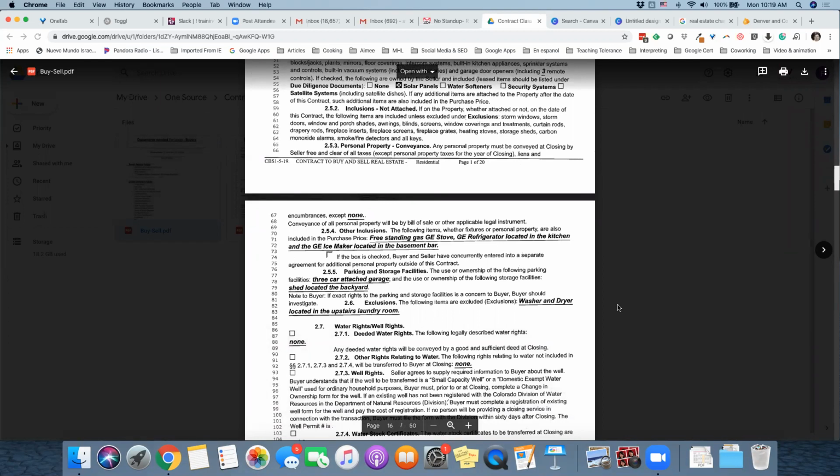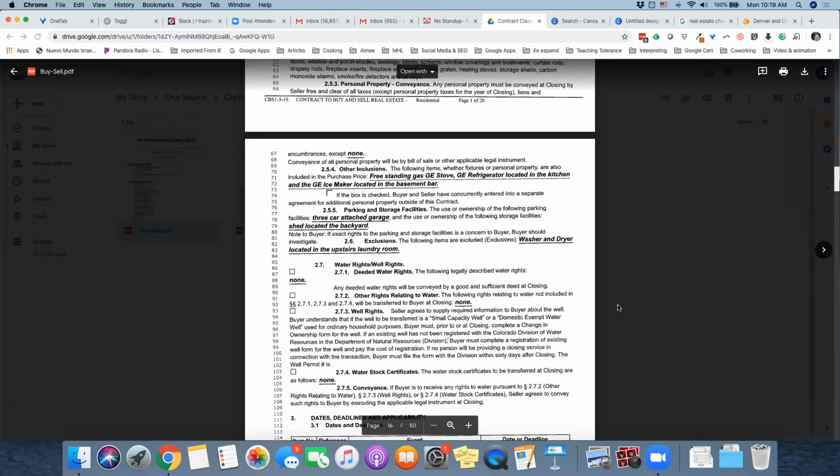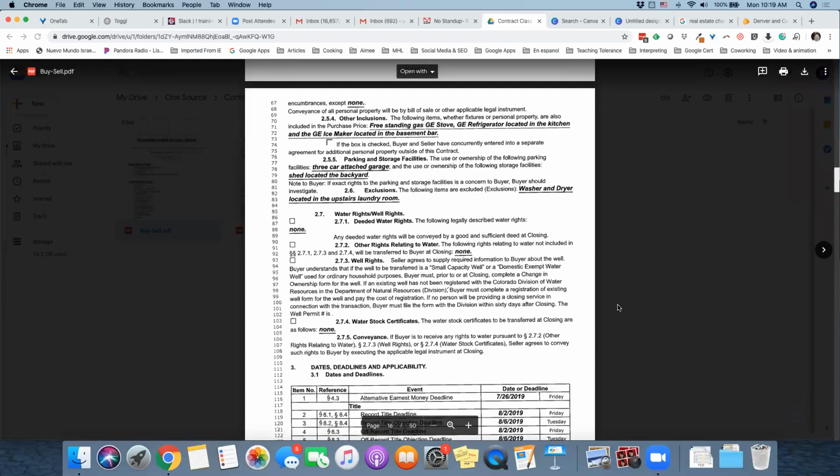This way there are not any liens against that brand new stainless steel refrigerator that's in the kitchen. 2.5.4 are other inclusions. This is where you list the freestanding gas stove, the refrigerator. If you know the brand, put it in there. Make sure you put in where it's located. Brand new stainless refrigerators have a tendency to walk out the door and a purple one in its place.